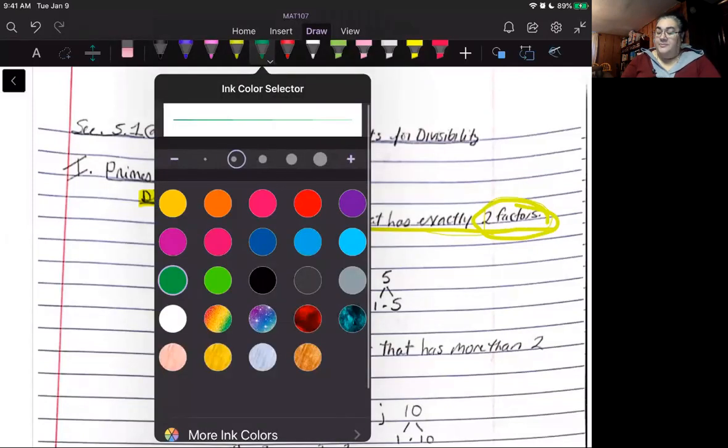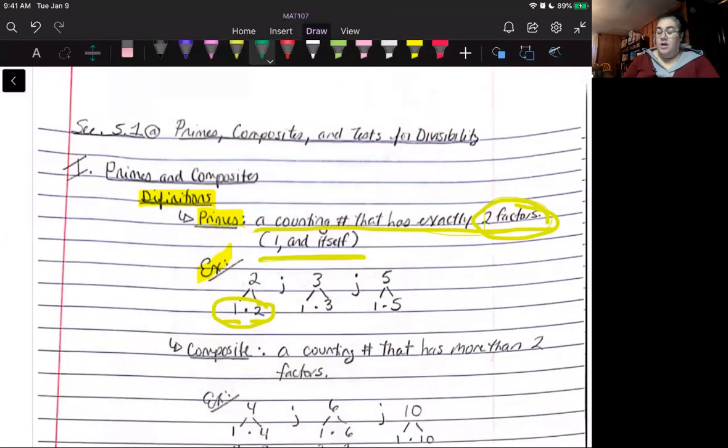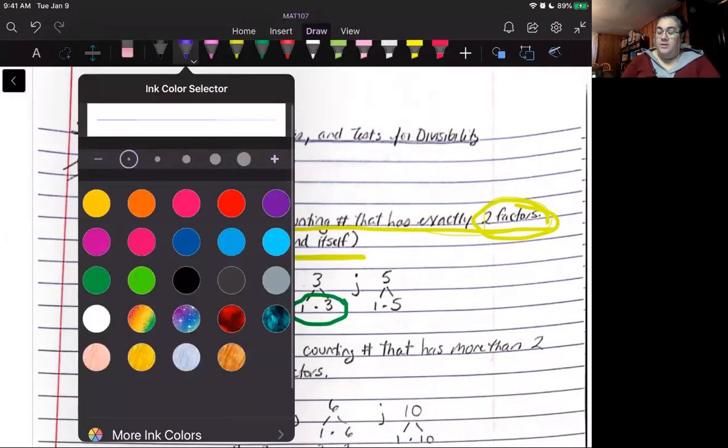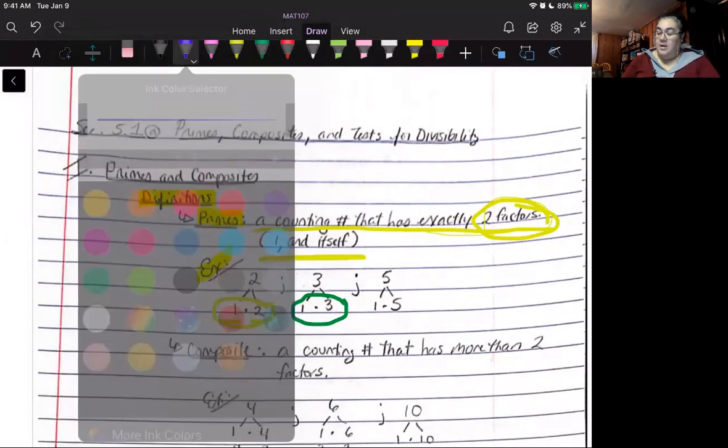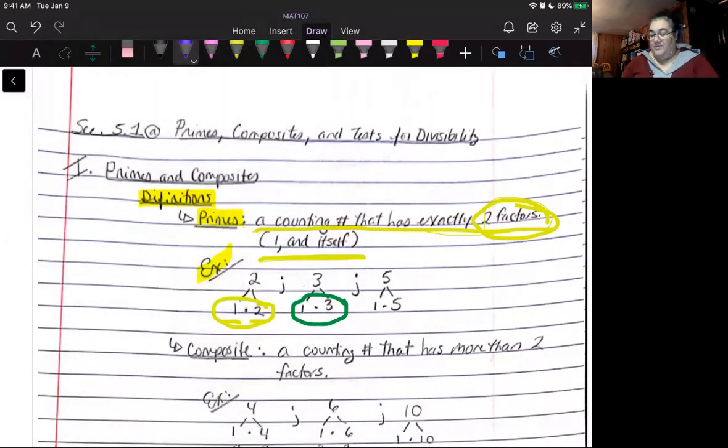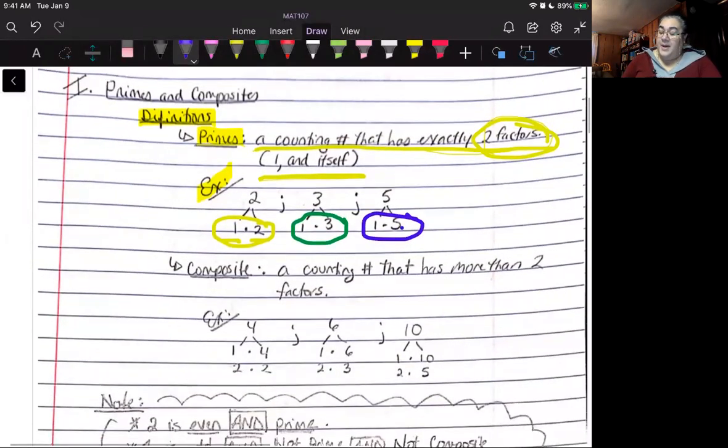You can see other examples here. We have 3, which also only has 1 and itself. We also have 5, which also only has 1 and itself. Now, there is an infinite number of prime numbers, just like there's an infinite number of counting numbers.